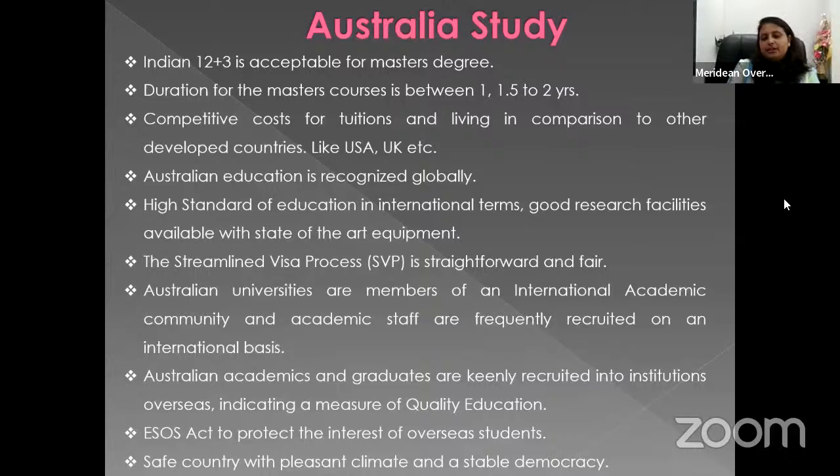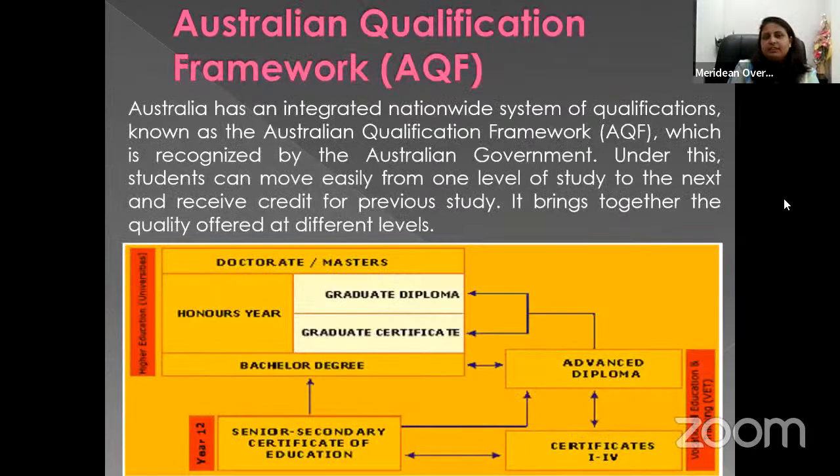Another important thing is the ESOS Act, which protects the interest of international students, so their interests are also protected by the country. It is a safe country with a pleasant climate and stable democracy. AQF means Australian Qualifications Framework. This is the framework that Australian universities follow. As an international student, you can enter Australia through higher education parameters, or you can go with VET parameters as well.